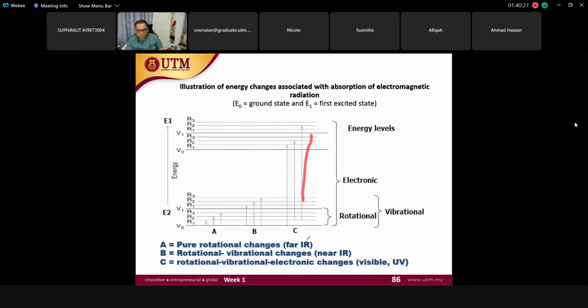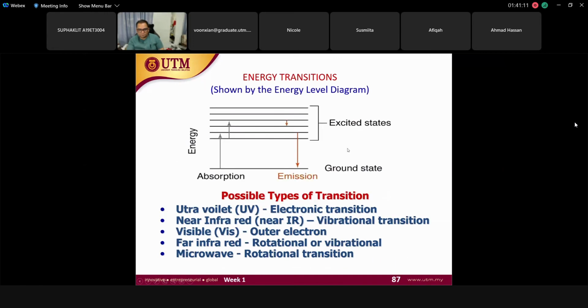when the matter, in the molecule or atoms, that have been excited goes back to the ground state, there will be some energy being released, and this energy will be measured and transformed into information, how much is the concentration of the elements inside the samples. So absorption and emission.